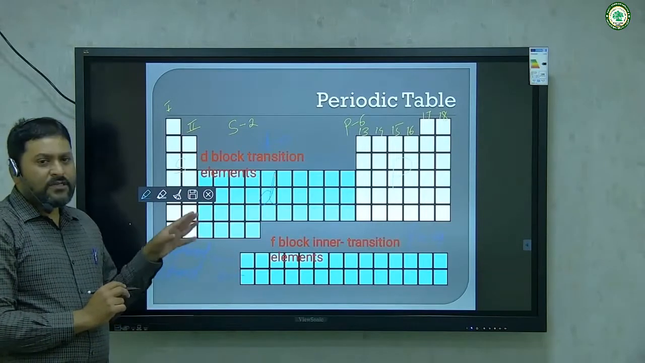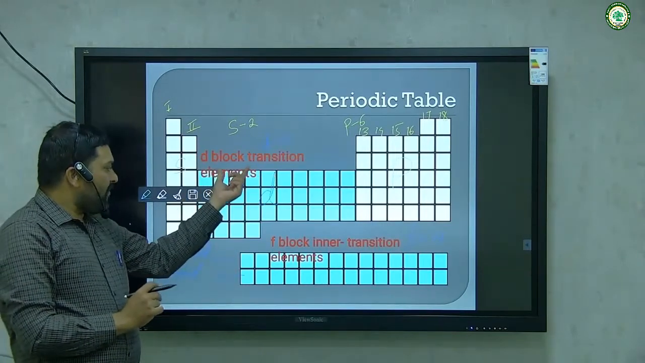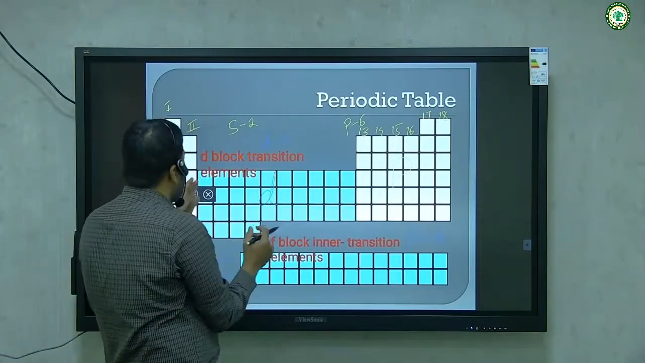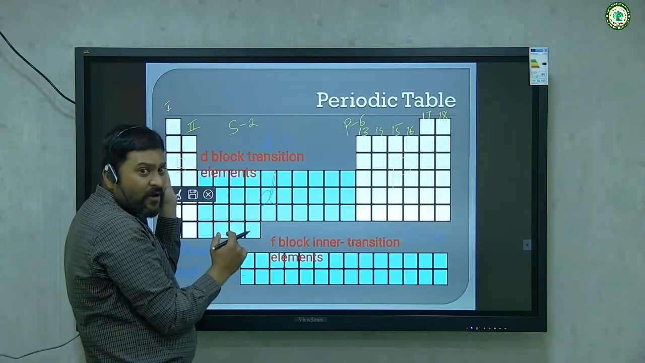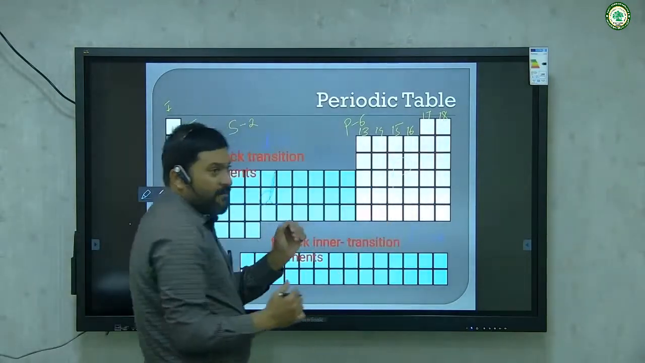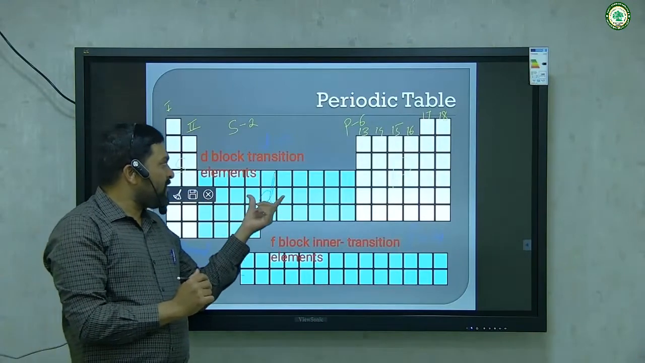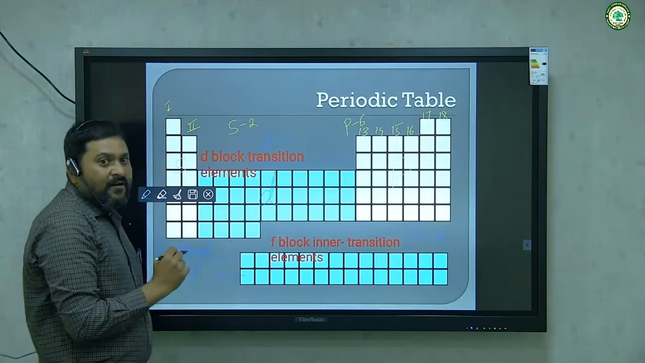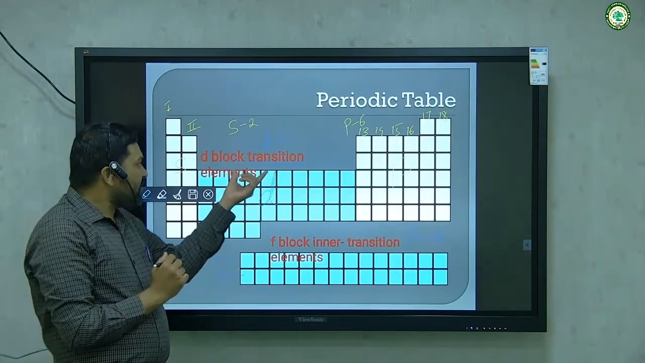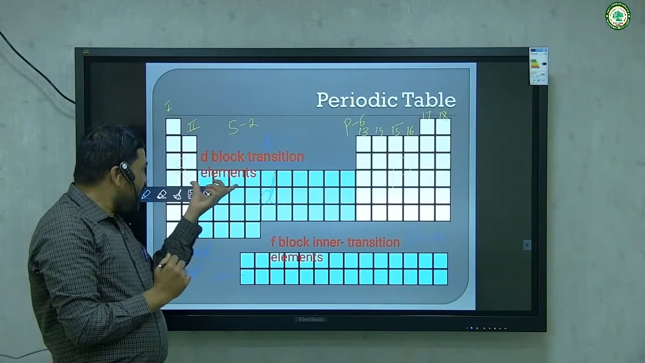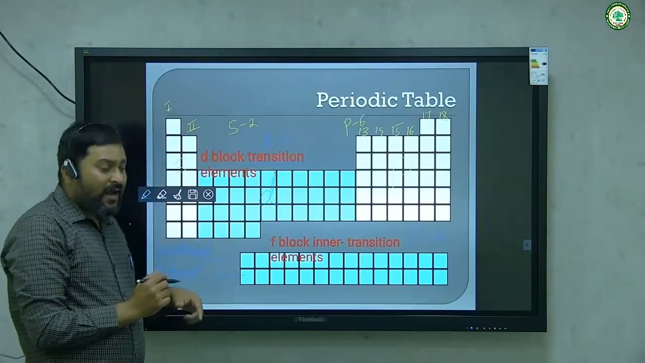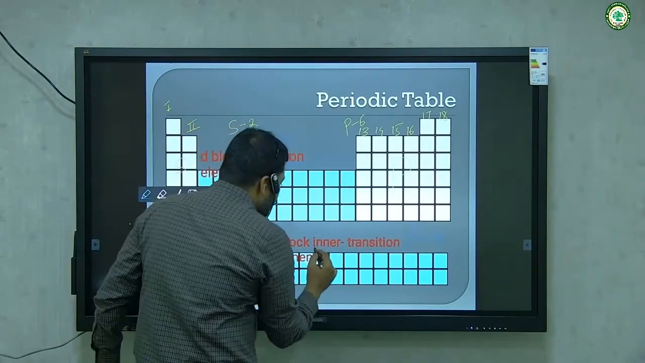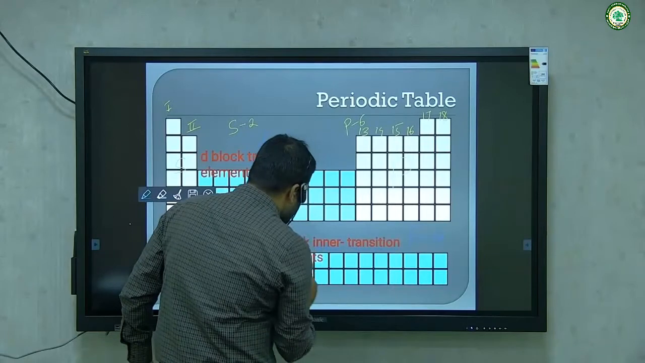Here we are interested to study the elements of D block and elements of F block. The D block elements are present in between electropositive S block elements and electronegative P block elements. That's why these D block elements are known as transition elements. The word transition, which I have underlined, means in between the S block and P block. Again the F block elements are known as inner transition elements.